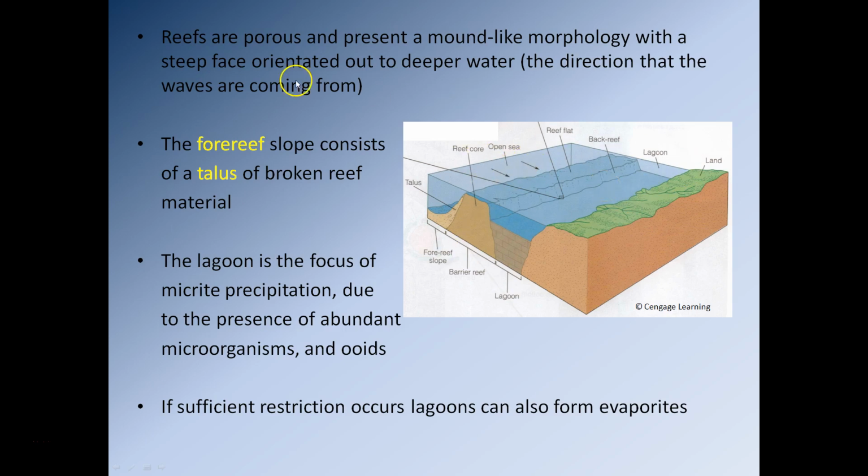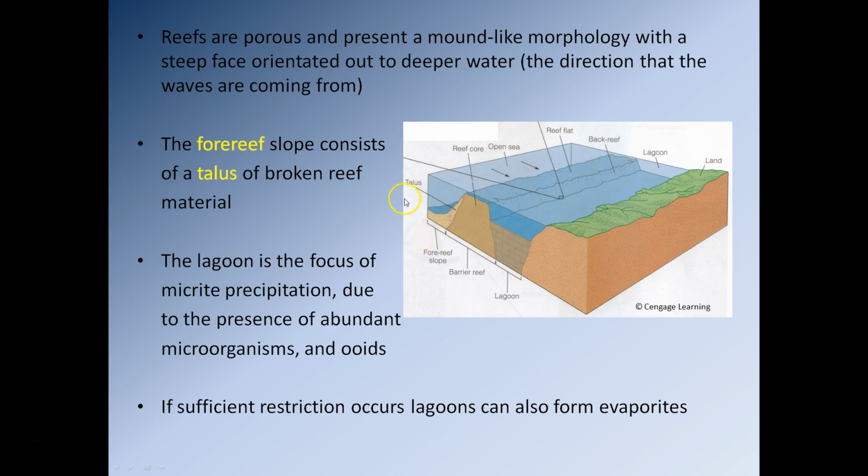Now the reef itself is relatively porous, and it presents a mound-like lithology with a steeply orientated face facing deeper water. And that's steeply orientated because that's the side that's being hit by wave action, so that side is constantly being eroded, and loose material is falling off this seaward face and collects at the bottom, forming what we refer to as the talus. So the talus forms essentially in the forereef, which is the area directly in front of the reef.